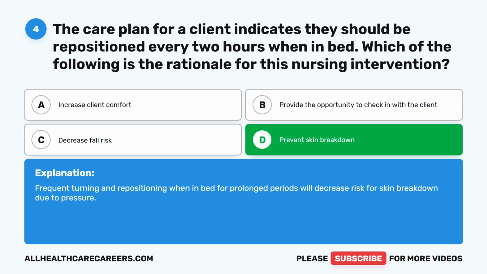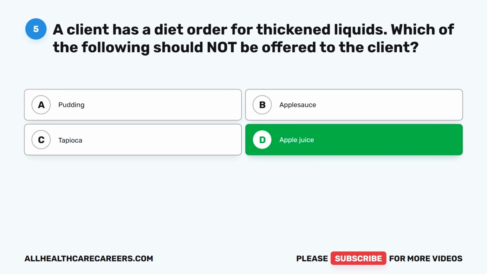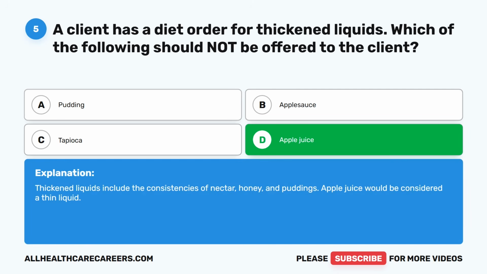Question 5. A client has a diet order for thickened liquids. Which of the following should not be offered to the client? A. Pudding. B. Applesauce. C. Tapioca. D. Apple juice. The correct answer is D. Apple juice. Thickened liquids include the consistencies of nectar, honey, and puddings. Apple juice would be considered a thin liquid.